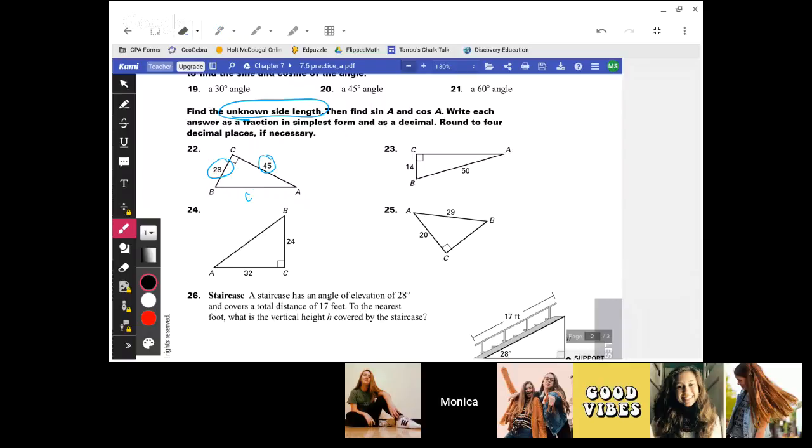And once you get that side, then you can do the sine of A, which would be the opposite over the hypotenuse. And then you can do the cosine of A, which would be the adjacent over the hypotenuse. Okay? Does that make sense? And then you'll do the same thing for 23, except on 23, you have 14 squared plus b squared equals 50 squared. So you're solving for one of the sides, one of the legs.